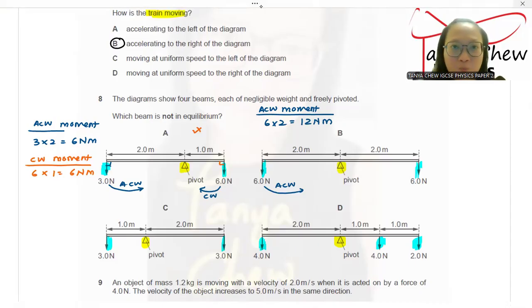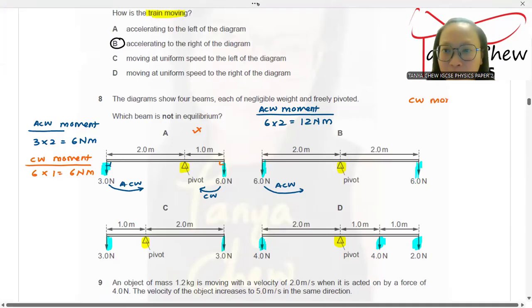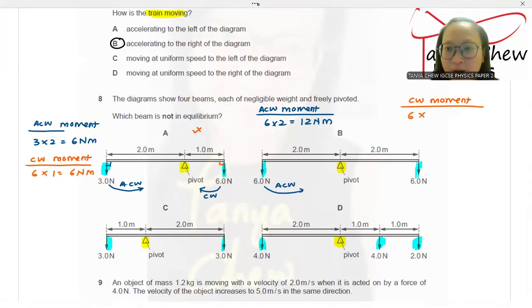And the clockwise moment, I'm using orange color to show the clockwise moment. The clockwise moment is also 6 Newton, right? But you have to multiply by the perpendicular distance between the force and the pivot, which is 2. You get 12 Newton meter. Since the anti-clockwise moment is balanced by the clockwise moment, beam B is in equilibrium. So B cannot be your answer.